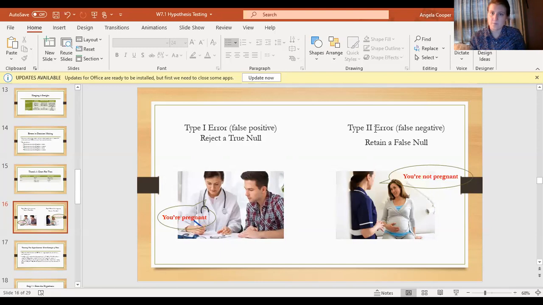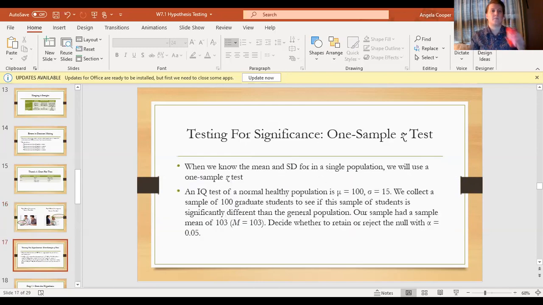All right. And finally, type 2 error is a false negative. So you're saying, nah, we have to retain the null hypothesis. There's nothing here. We do not have statistical significance. Retaining that would be like telling a clearly pregnant woman that they're not pregnant. Like, what? False negative. All right.